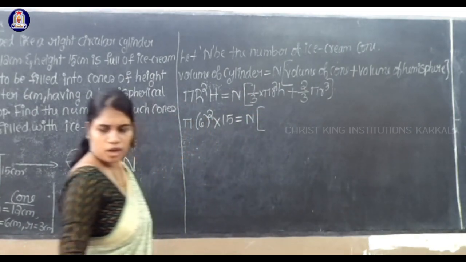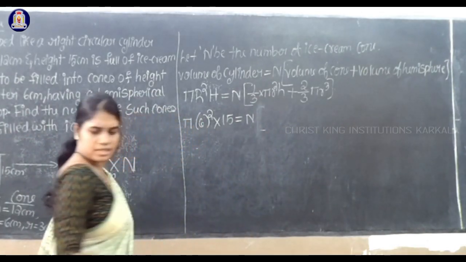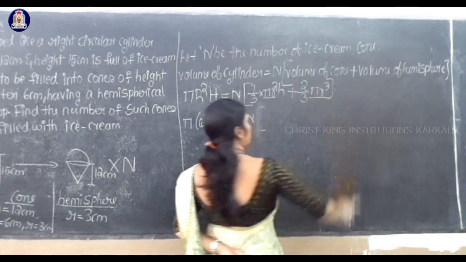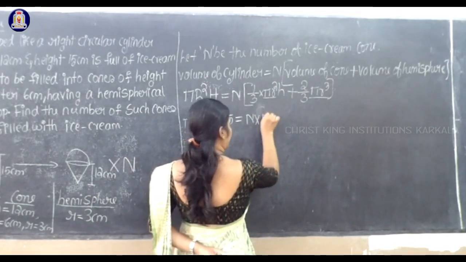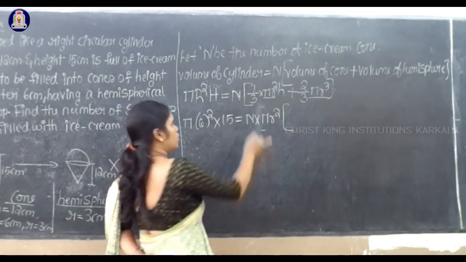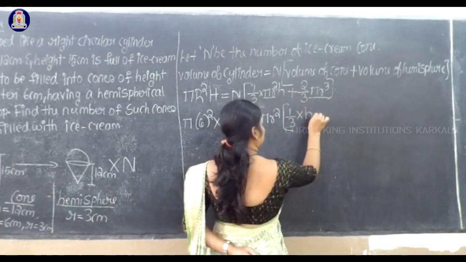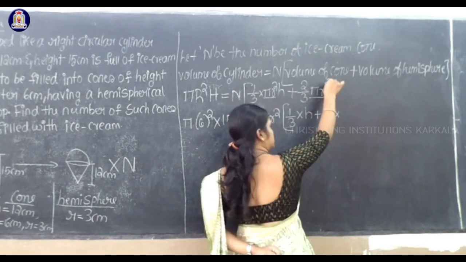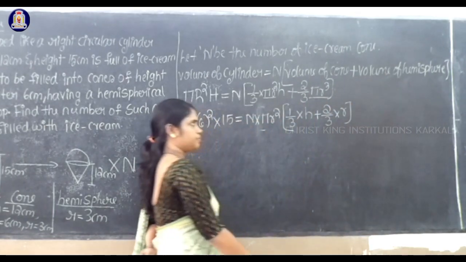First of all, take the common term. What is the common term here? Can you observe here, pi r square is a common term. Shall I take it outside? So n into pi r square is the common term. Now write the remaining term. What about the remaining term? 1/3 into h plus 2/3 into, from this r cube, r square goes outside, so one more r remains here, right?